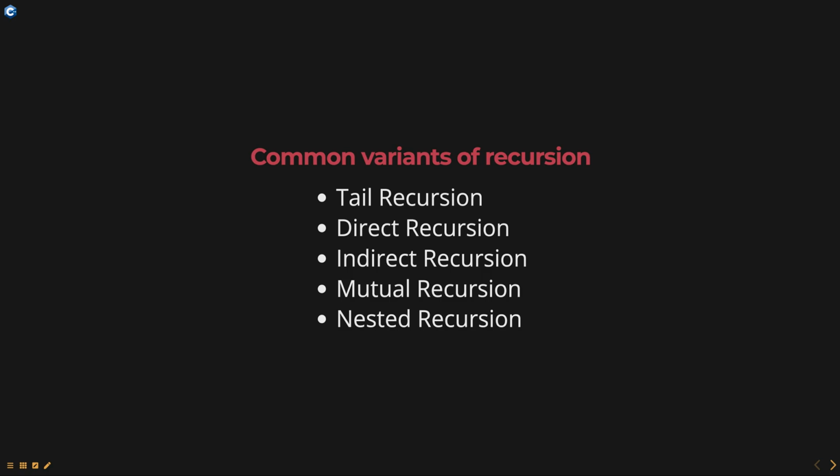Nested recursion. This type of recursion occurs when a function calls itself multiple times, with each recursive call leading to another recursive call. Nested recursion is used to solve problems that involve multiple levels of subproblems.